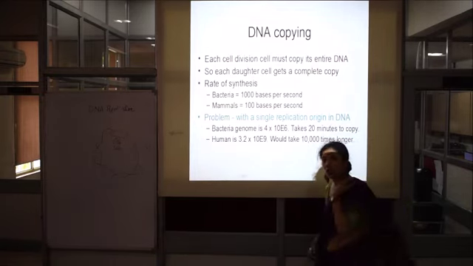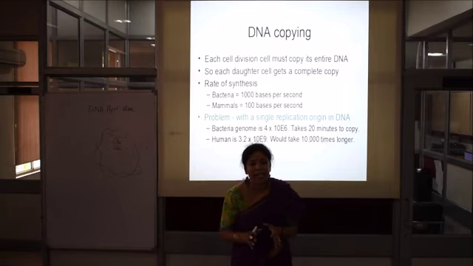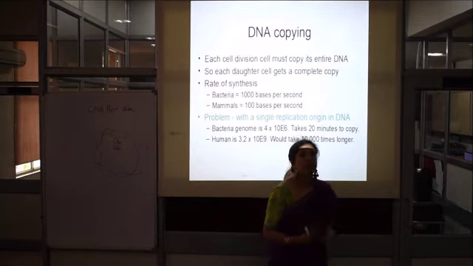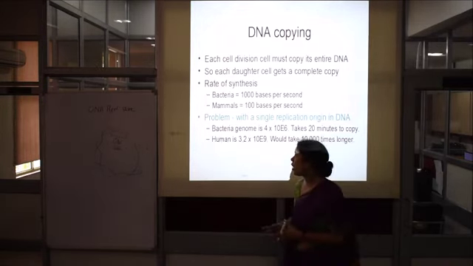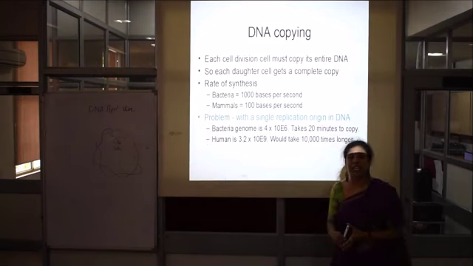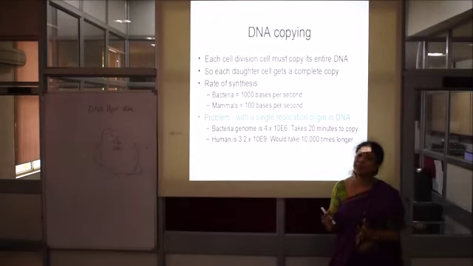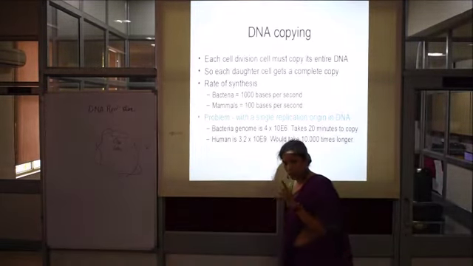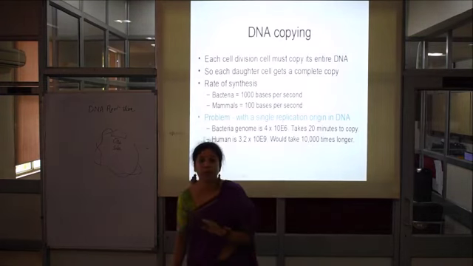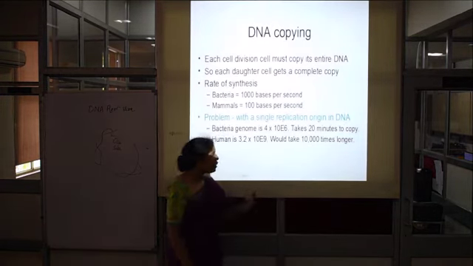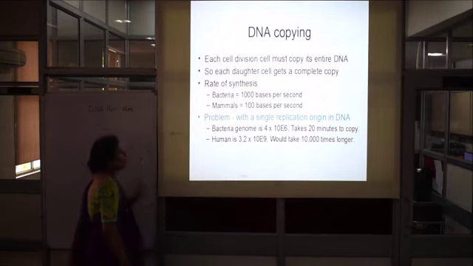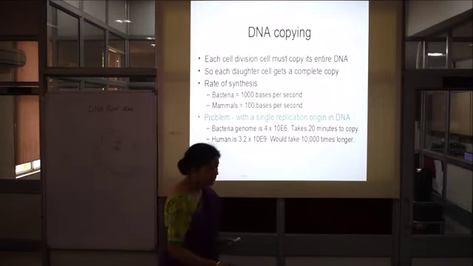Now, the bacterial genome, since it is small in size, has just one or a few origins of replication. However, the amount of DNA in humans is comparatively very high, and if it is going to work with one origin of replication, it is going to take lots of time. So there are multiple origins of replication in mammals.